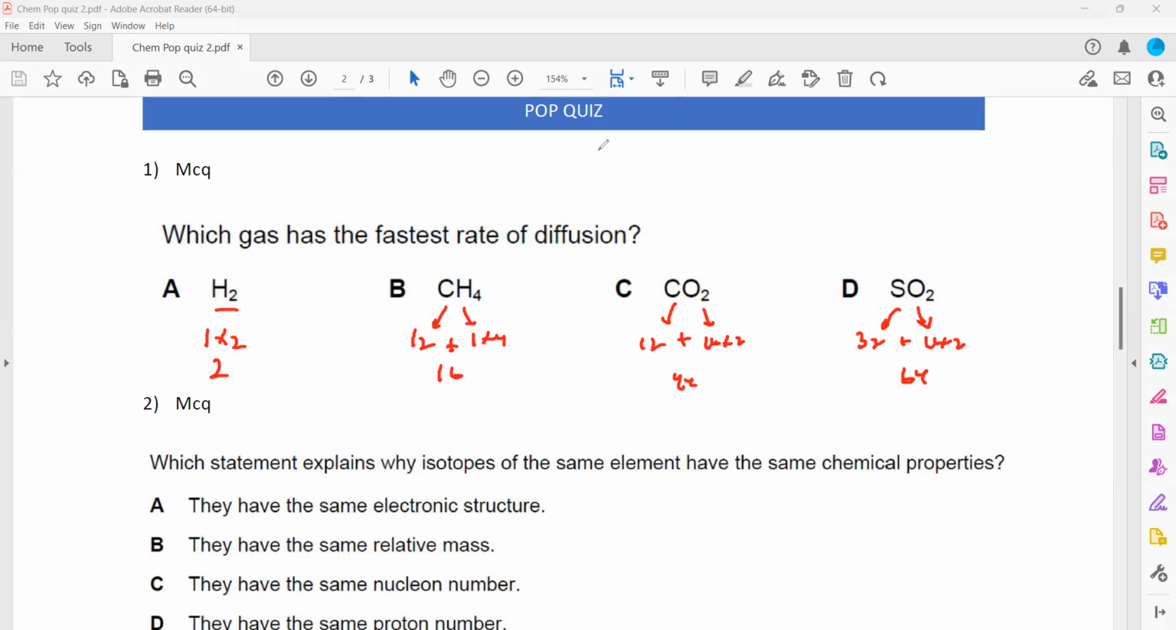So whichever is lighter will diffuse faster. That's why option A is the right answer.